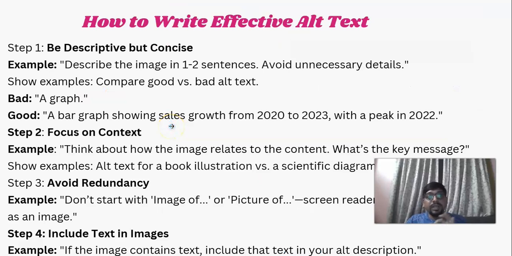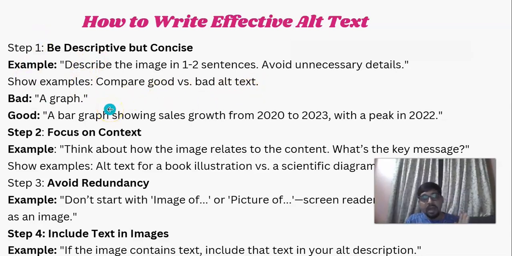I will show you an example of how to write effective alt text. First, remember one thing: be descriptive but concise. Mainly describe the image or photograph in 1 to 2 sentences. Avoid unnecessary details. Here is one example comparing good and bad alt text.